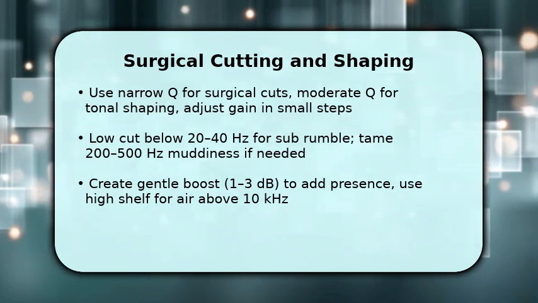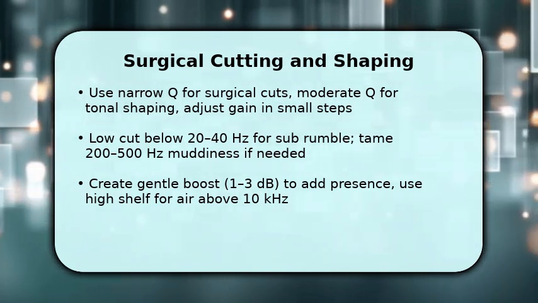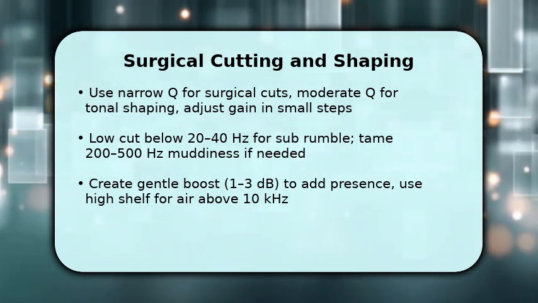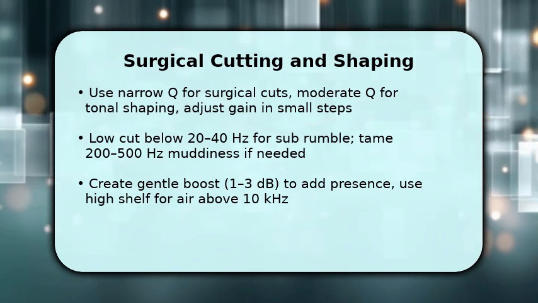For low end, insert a low cut around 20 to 40 Hz to remove sub-rumble. For muddiness, sweep and attenuate around 200 to 500 Hz with a wider Q.